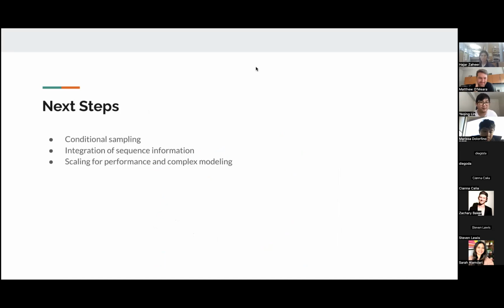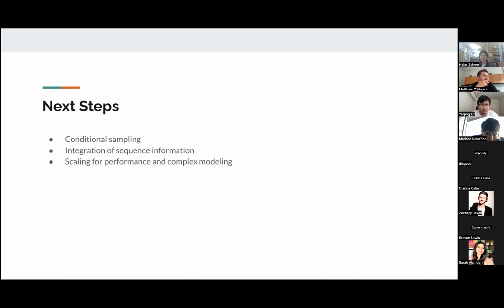Yeah, and the last part is some of the next steps that we're running with. First of all, conditional sampling. Given this unconditional model, how well are we able to use it for motif scaffolding? And it's interesting to see that some recent papers are using Genie for motif scaffolding also. So it's pretty good.